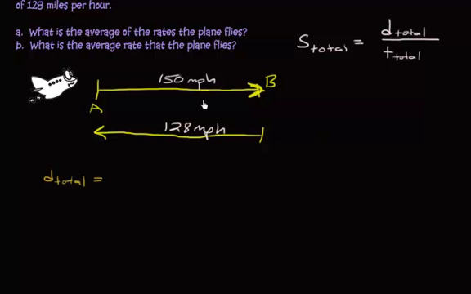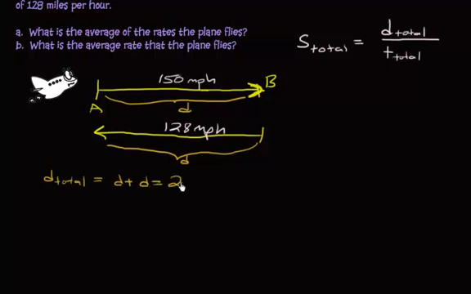So how are we going to figure out the distance? Well, what we're going to do is call this right here from A to B some distance D. And then the distance back to A also has to be D, right? Because the distance there and the distance back have to be the same. So the distance total is actually D, the distance from A to B, and then D again, the distance from B to A. And that gives me 2D. So that's the total distance.